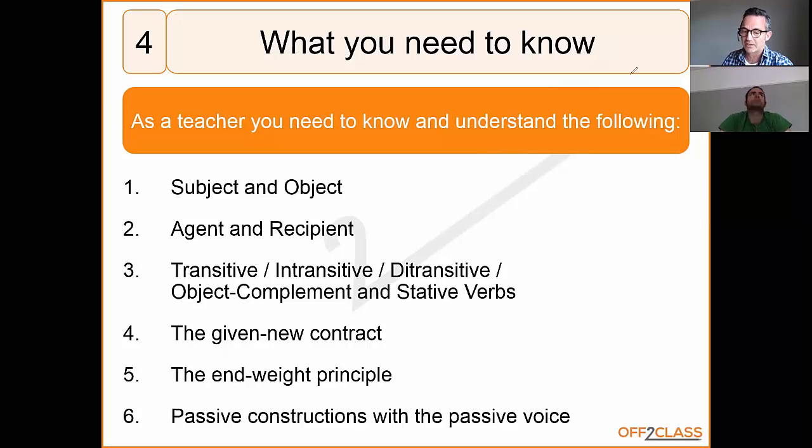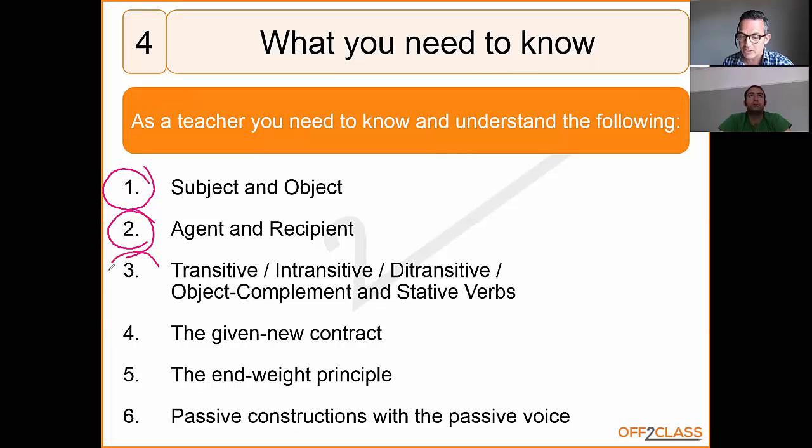So fairly standard: subject and object. Obviously, I think all teachers are comfortable with that. But coming down here, agent and recipient. And that relates back to, obviously, in a passive sentence, the agent carrying out the action of the verb, and the recipient receiving the action of the verb. And this helps avoid the whole subject-object issue, which can become confusing at higher levels.